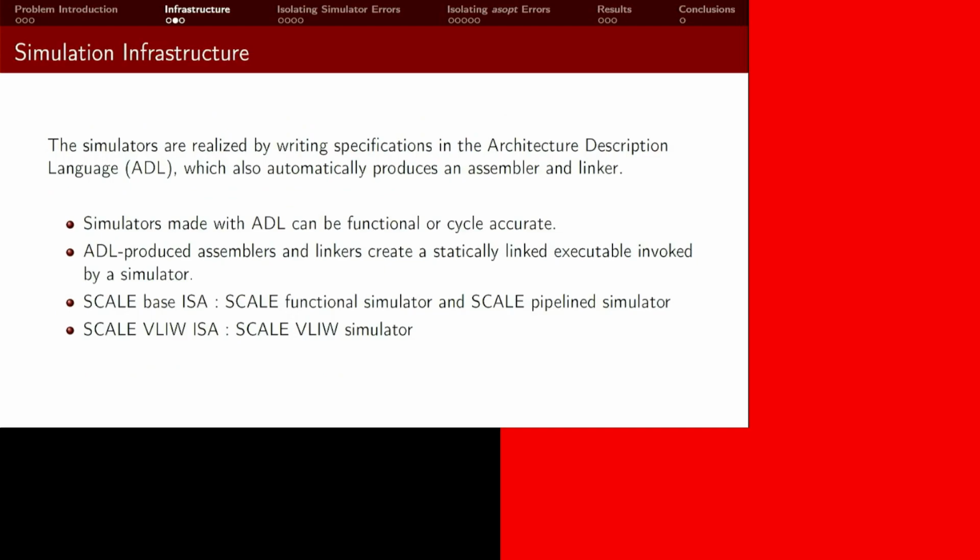So to introduce some of our simulation infrastructure, these simulators are realized by writing specifications in the architecture description language, which we call ADL, which also automatically produces an assembler and linker. Simulators made with ADL can be functional or cycle accurate. ADL-produced assemblers and linkers create a statically linked executable invoked by a simulator. So our scale-based ISA, we use this with the scale functional simulator and the scale pipeline simulator, while with our scale VLIW ISA, we use this with the scale VLIW simulator.